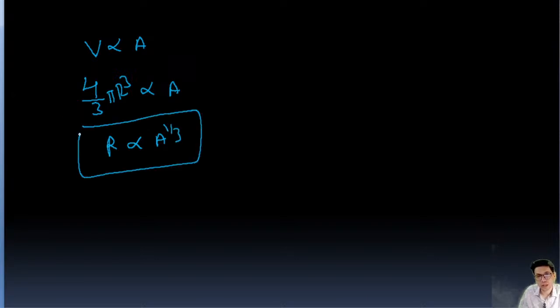Number of nucleons in it, that is the atomic mass number. From here we know the volume, 4/3 π R³, is proportional to A. And from here we can get R is proportional to A to the power 1/3. This is a very important result, guys. It means the radius of the nucleus is proportional to A to the power 1/3, where A is the atomic mass number, or the number of nucleons.